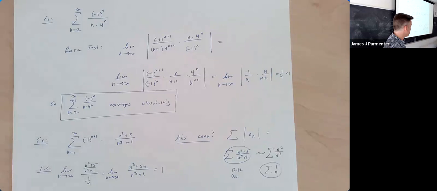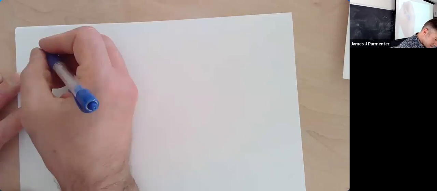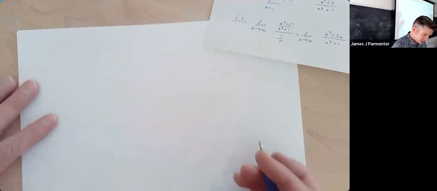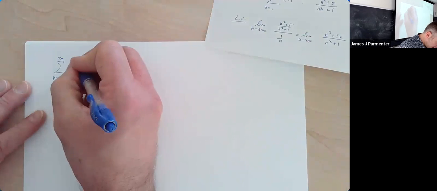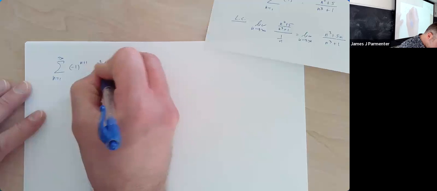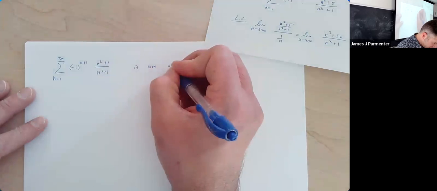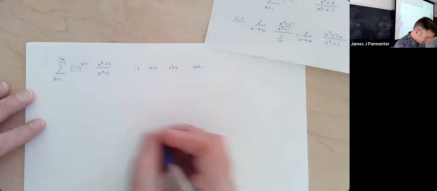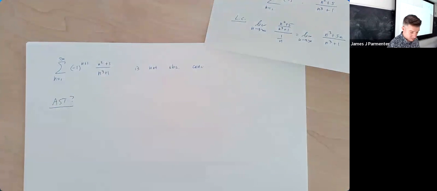So literally, absolute convergence just means that the sum of the absolute value of the sequence converges. In fact, let's finish this example and then we'll talk about another example. So here, the sum from n equals 1 to infinity of negative 1 to the n plus 1 times n squared plus 5 over n cubed plus 1 is not absolutely convergent. So now we check to see if the alternating series test shows that the alternating series converges.